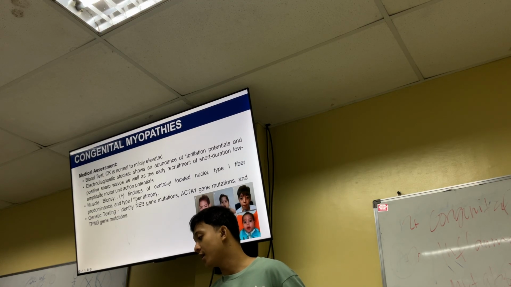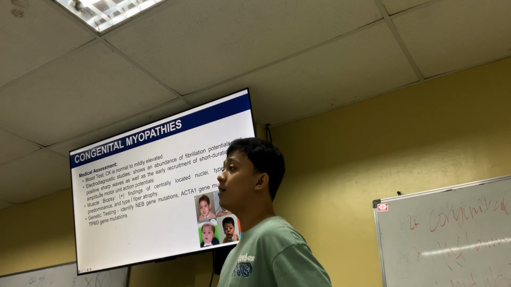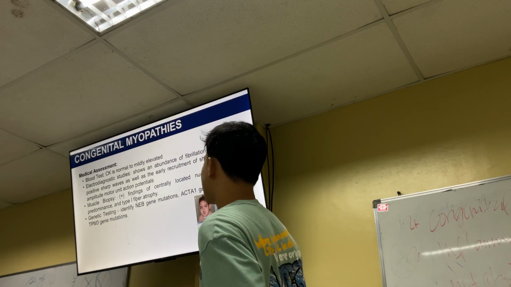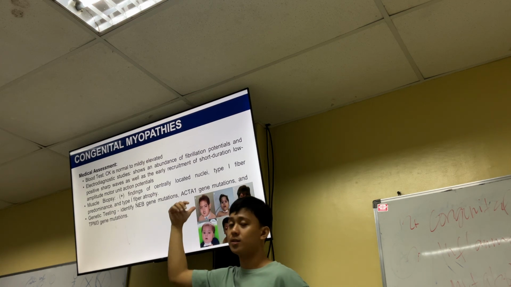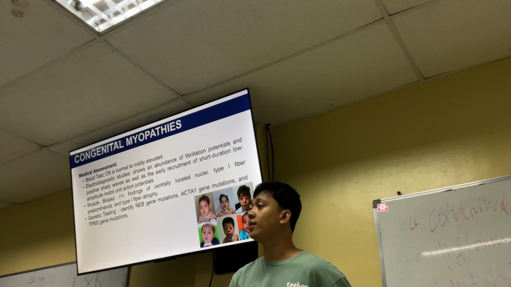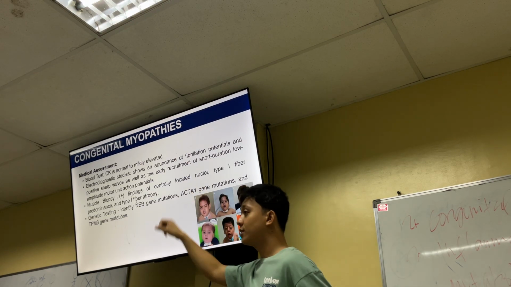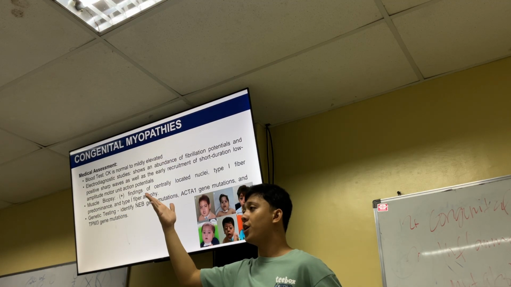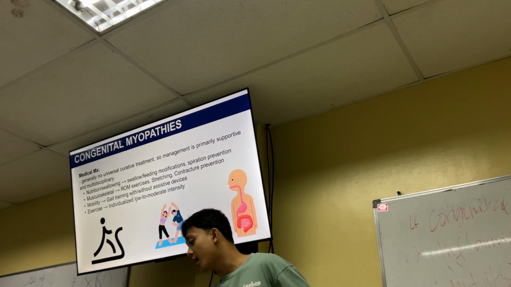Medical testing, still, your CK is normal to mildly elevated. The most important here is the muscle biopsy and your genetic testing. In genetic testing, you check the types of mutations. That's it. Or if you want, you can explain the congenital myopathies in general, and then just mention the three types. Even just the definition of each subtype of congenital myopathies, and then explain it in general.